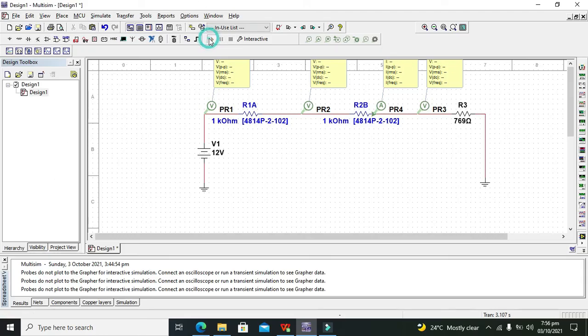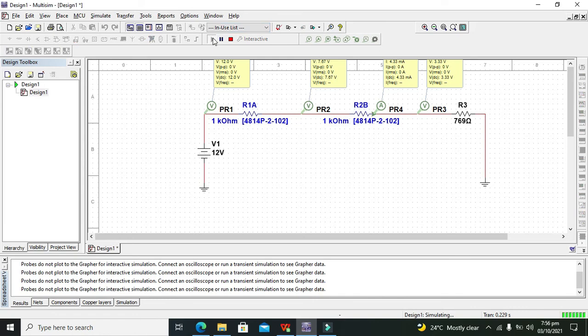Okay, so we will run our circuit, and now we can see that it is showing 12.0 volt. At this point there is 12 volt, and in between, at this point, between R1 and R2, it is 7.67 volt. Then at this point we have one current probe, so it is 4.33 milliampere. And at this point, between R2 and R3, we have 3.33 volt. So in this way we can measure the right voltages and current at every point.